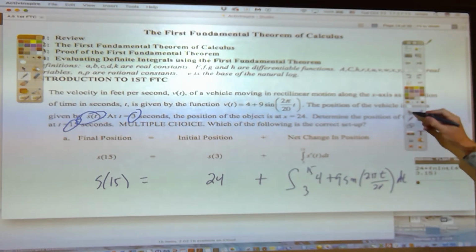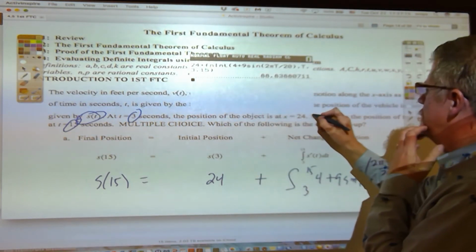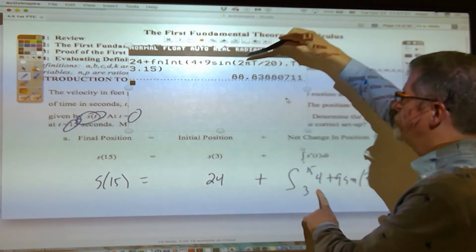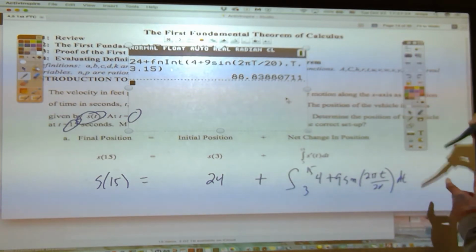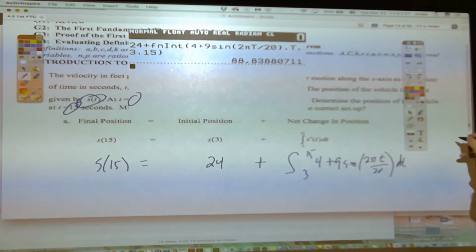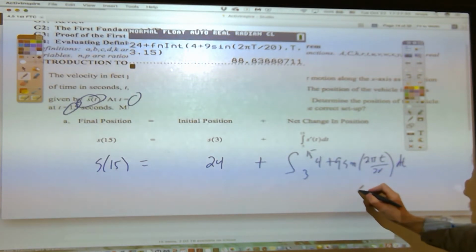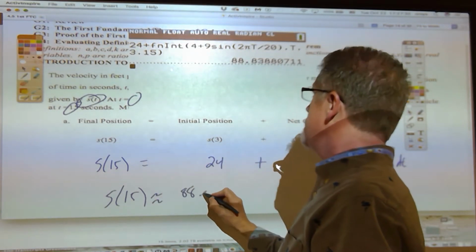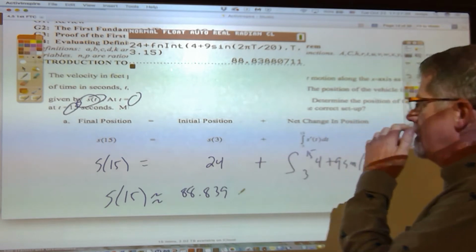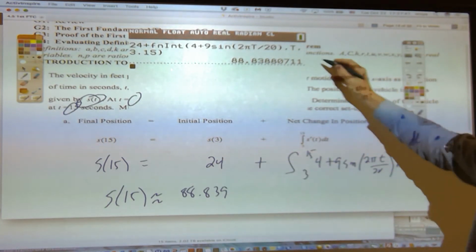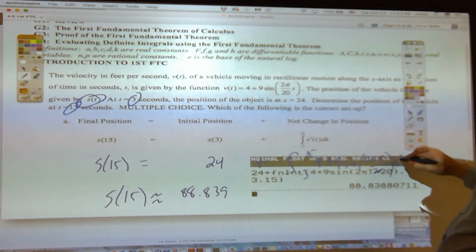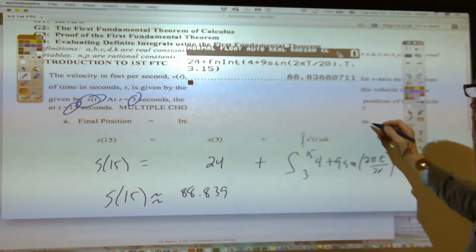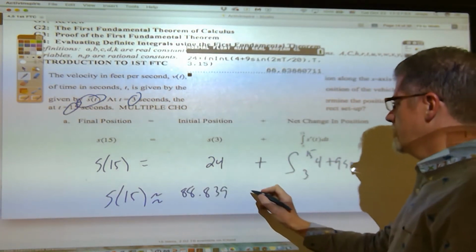And I believe I've already typed in what that is. Sure enough, if you type into your calculator 24 plus math 9 of 4 plus 9 sine of 2 pi t over 20, you get 88.839 approximately. So S of 15 is approximately 88.839. Let's see what the units are. And it looks like the units are feet. Yep, so the final position in feet is given right here.